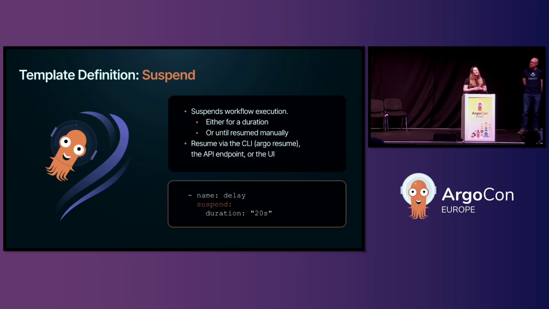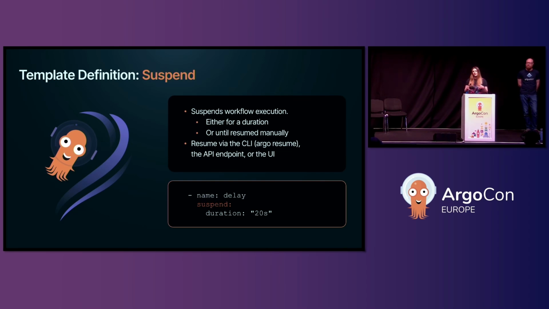One thing that does not happen inside its own container is the suspend templates. We use these when we want to pause or suspend workflow execution, either for a given duration, like the 20 seconds here, or until it is resumed manually. We can resume either from the CLI, the UI, or the API endpoint.